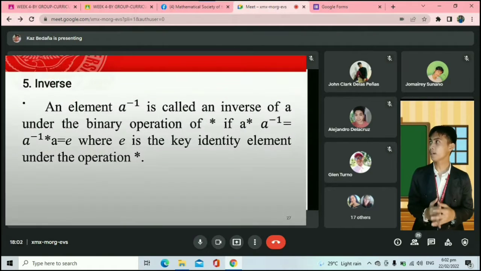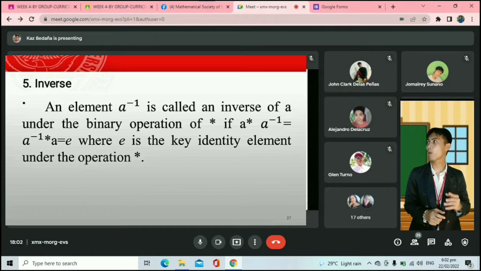Now, the inverse. An element a to the power of negative 1 is called an inverse of a under the binary operation asterisk if a asterisk a to the power of negative 1 is equal to a to the power of negative 1 asterisk a is equal to E, the identity element, where E is the identity element under the operation asterisk.